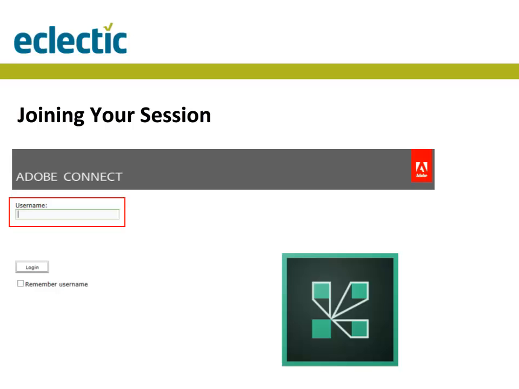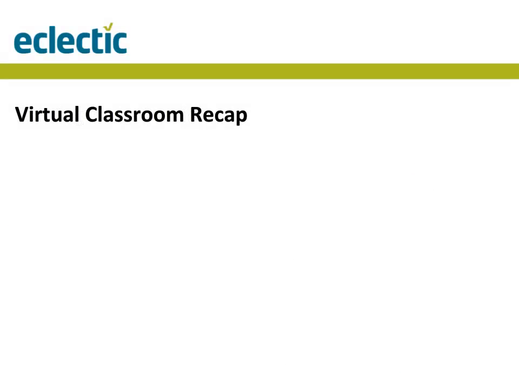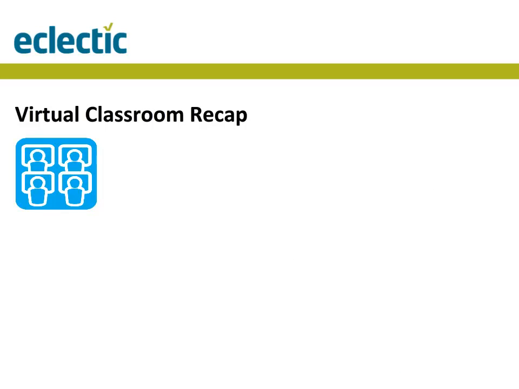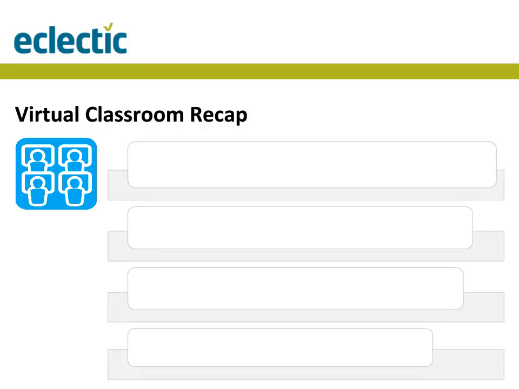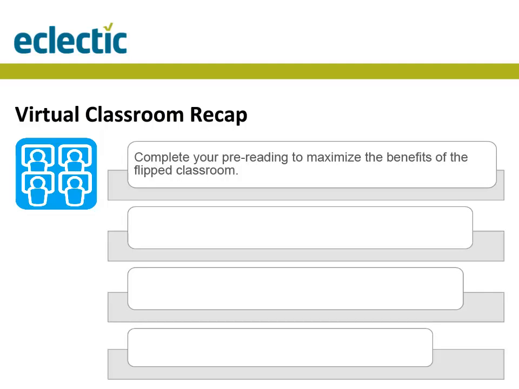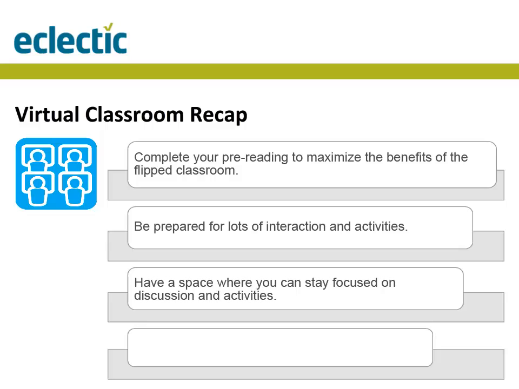Let's recap what you need to know about Eclectic's virtual classroom. We use a flipped classroom, so complete your pre-reading before each session to get the most out of your learning experience. Our sessions are highly interactive, and you'll be completing activities and engaging with the content every 2 to 3 minutes. Our sessions are fast-paced, so reserve a private space for your session. And finally, and most importantly, enjoy and have fun.